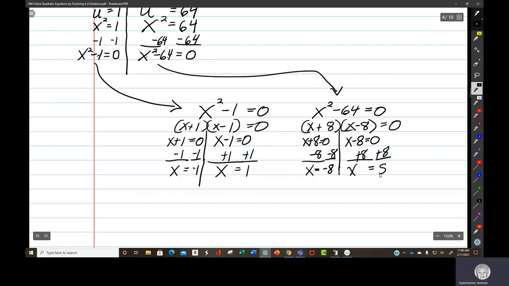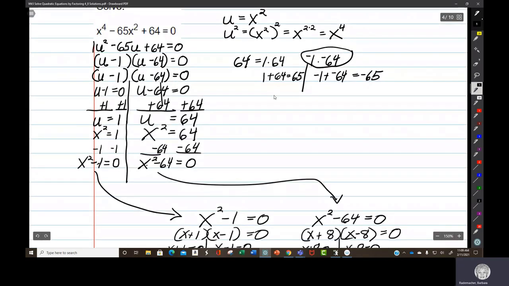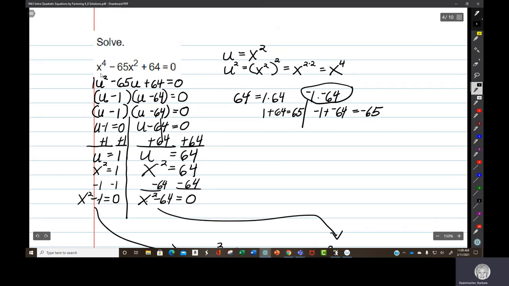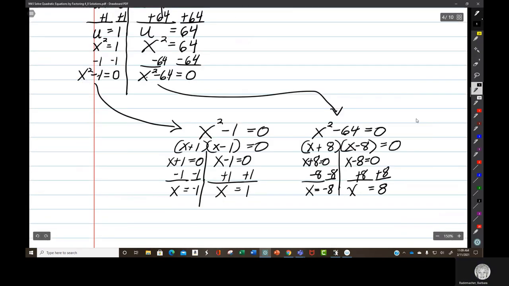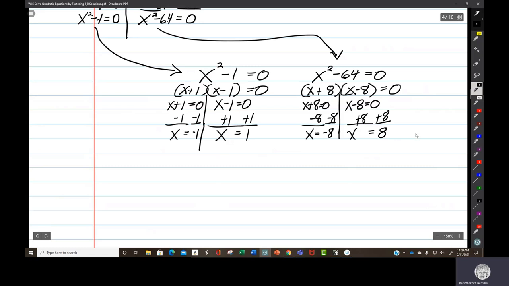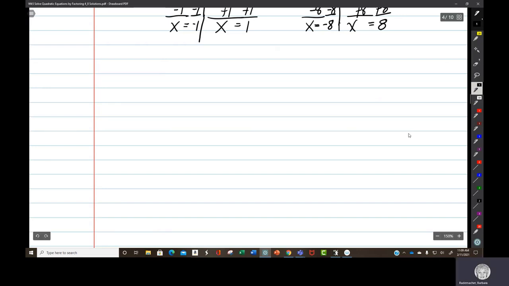X equals positive 8. So in this problem, you have four answers, four solutions. Why? Well, there's a basic rule in algebra that says that whatever the degree of the polynomial, that is, whatever the highest degree of the variable is, that's how many answers you're going to have. Only some of them may be in the complex number system, and you haven't learned anything about that yet. But here, you have four solutions that are in the real number system. Our number system. The one we love a lot of the time.